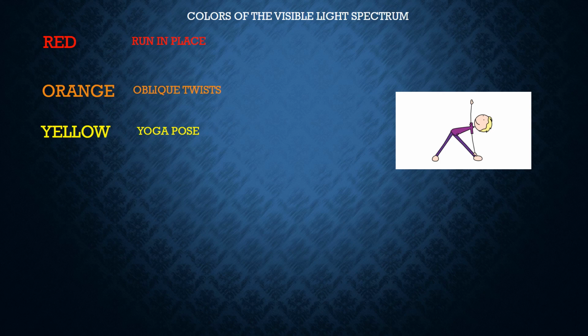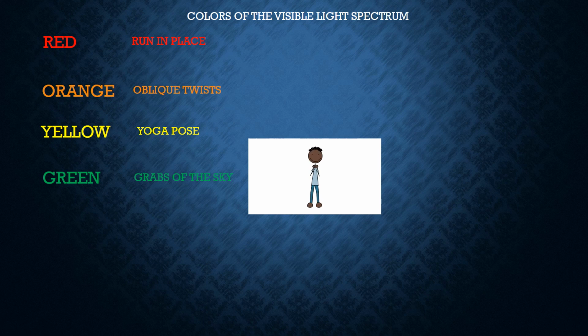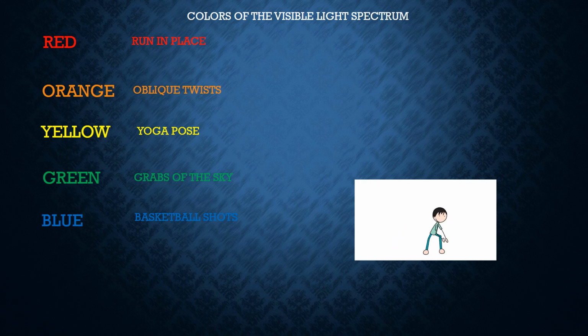And stand back up. Our next color is green, and we're going to do grabs of the sky, known as sky punches. So get ready to do those and begin. And stop. Our next color is blue. So blue starts with B, and so do basketball shots. So let's pretend to shoot some baskets. Ready? Go.